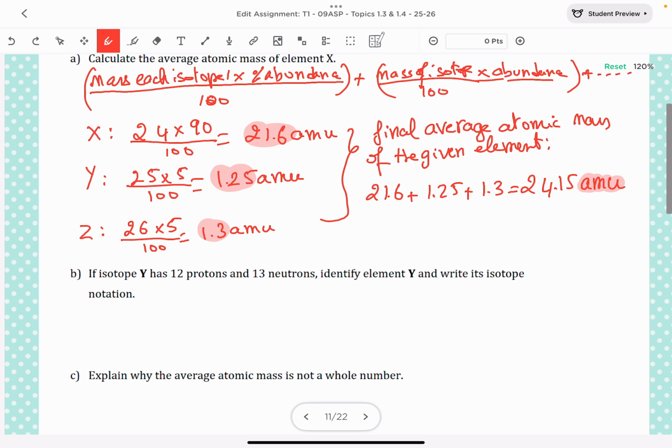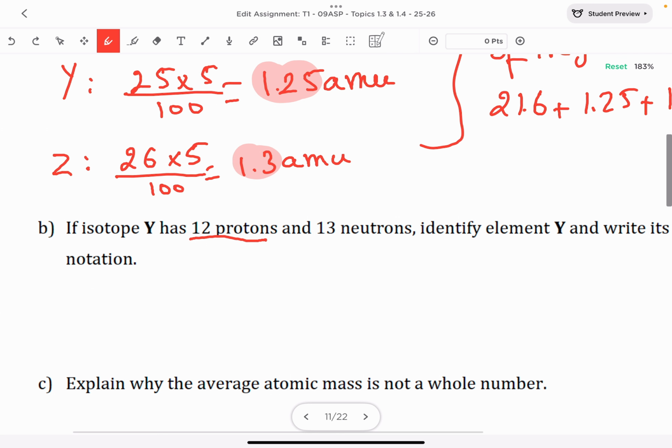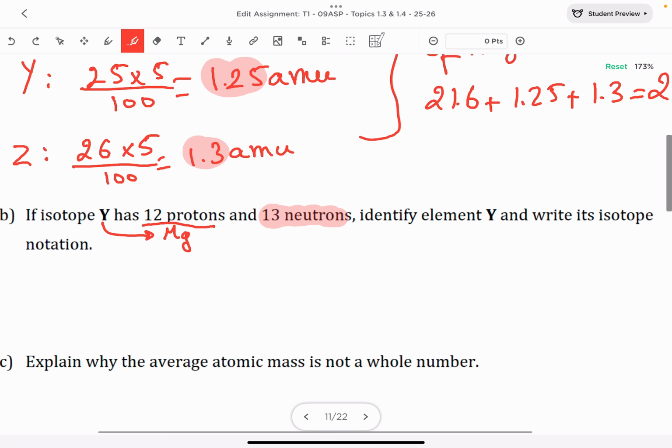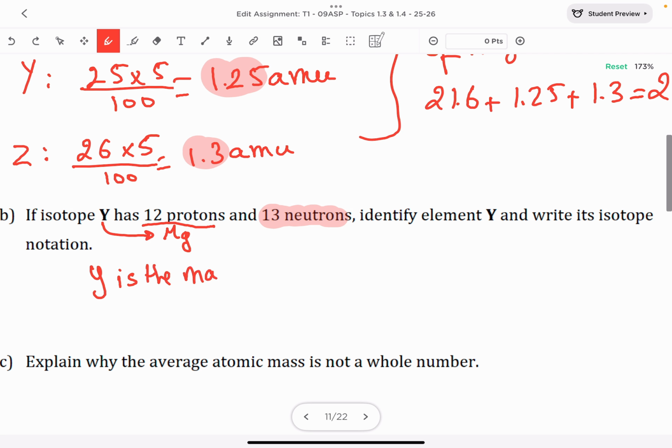Now, moving on with this question. If isotope Y has 12 protons, you can pause here and check which element in the periodic table has 12 protons. The one with 12 protons is magnesium. So Y is magnesium. And I knew that by checking how many protons it has. So isotope Y has 12 protons, 13 neutrons. So first identify Y and write its isotope notation. So element Y is magnesium.